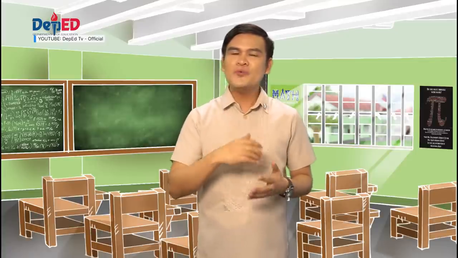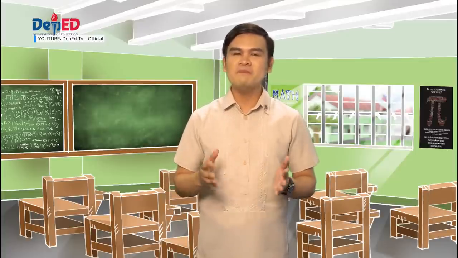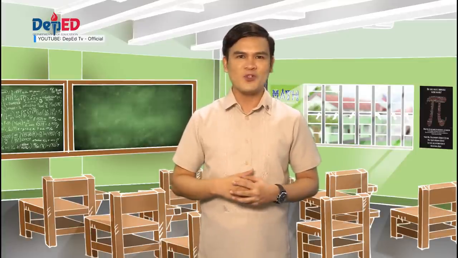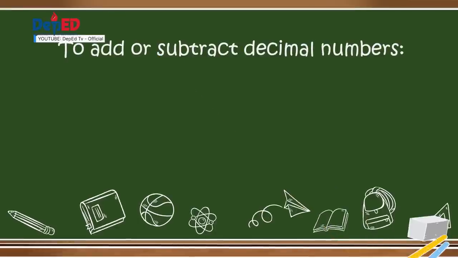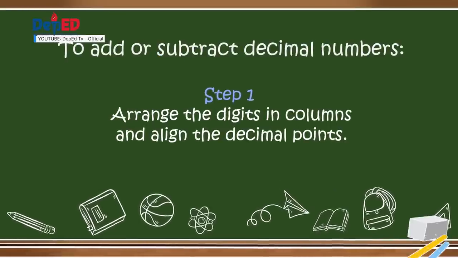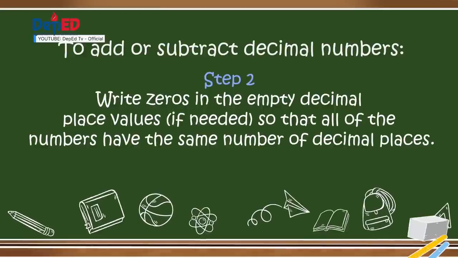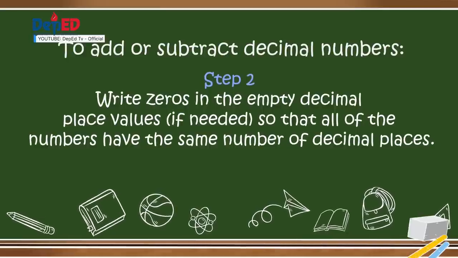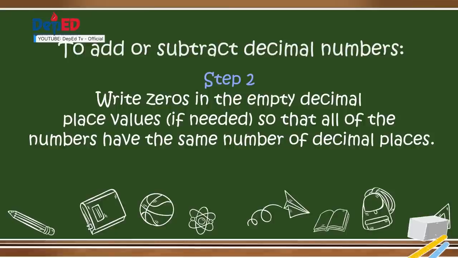Again, how do we add and subtract decimals and mixed decimals through 10,000? To add or subtract decimal numbers, step 1. Arrange the digits in columns and align the decimal points. Step 2. Write zeros in the empty decimal place values, if needed, so that all of the numbers have the same number of decimal places.